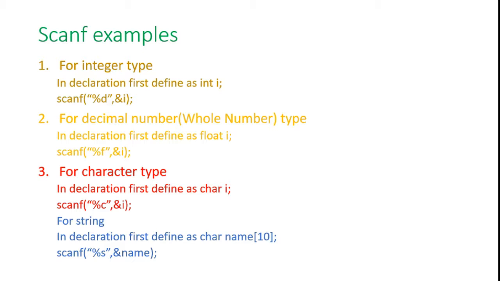If you enter a value of 10, it assigns it to the variable i using the address of i. If you want to use float type, decimal numbers, then first in the declaration part we define float i, and scanf is in a similar format, but we change the format specifier to %f.